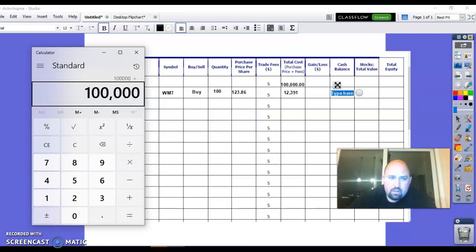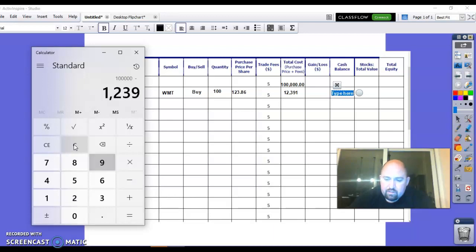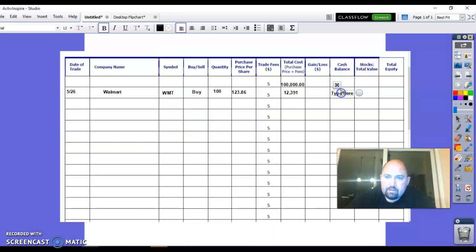So if you have a calculator handy, 100,000, just so I can show you how to do this. 100,000 minus $12,391 leaves us with a cash balance of $87,609. So if I want to buy more stock today or tomorrow, this is how much cash I have to buy. So this will keep track of how much cash you actually have to buy.